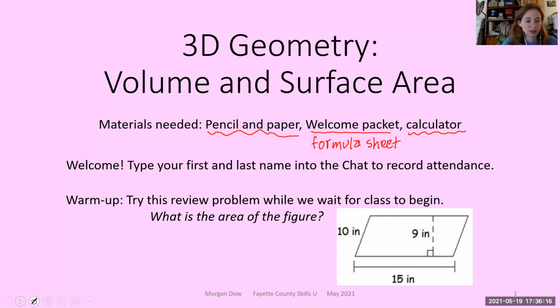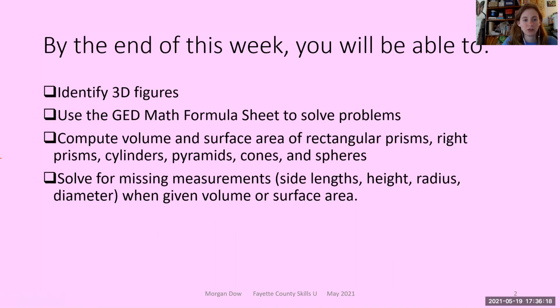So let's get started by talking about our learning goals for this unit. We are going to identify 3D figures. We're going to use the GED math formula sheet to solve problems. We're going to calculate the volume and surface area of these shapes: rectangular prisms, right prisms, cylinders, pyramids, cones, and spheres. So these are the shapes that are listed in the surface area and volume section on your formula sheet.